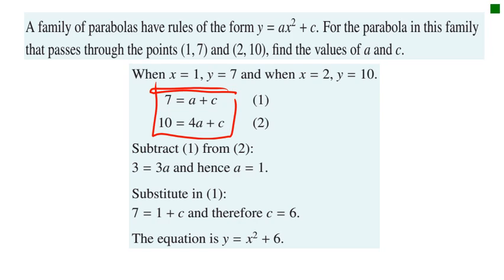And that's exactly what's happening down here. So we get the two simultaneous equations: 7 is equal to a plus c, 10 is equal to 4a plus c, and then we just go ahead and solve them. And so from here we get a is equal to 1, and we get c is equal to 6. So that means our equation is, even though it wasn't asked for in this particular question, y is equal to x squared plus 6.